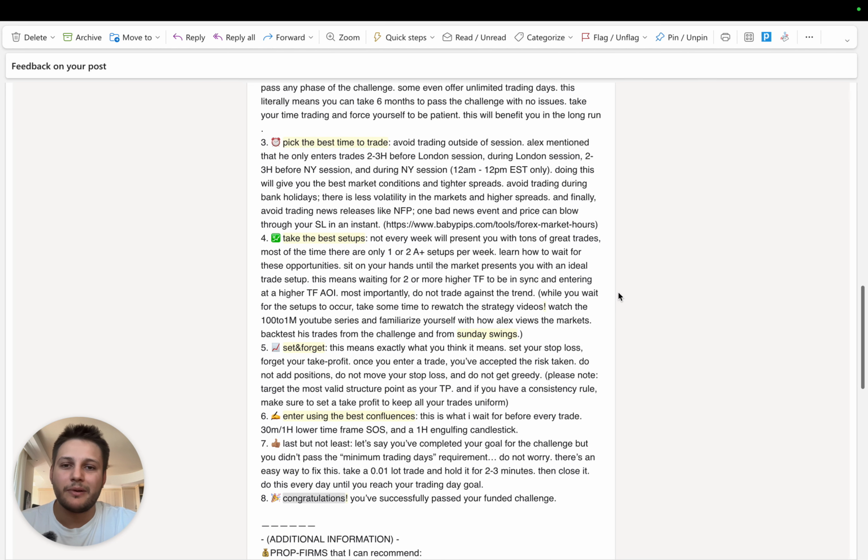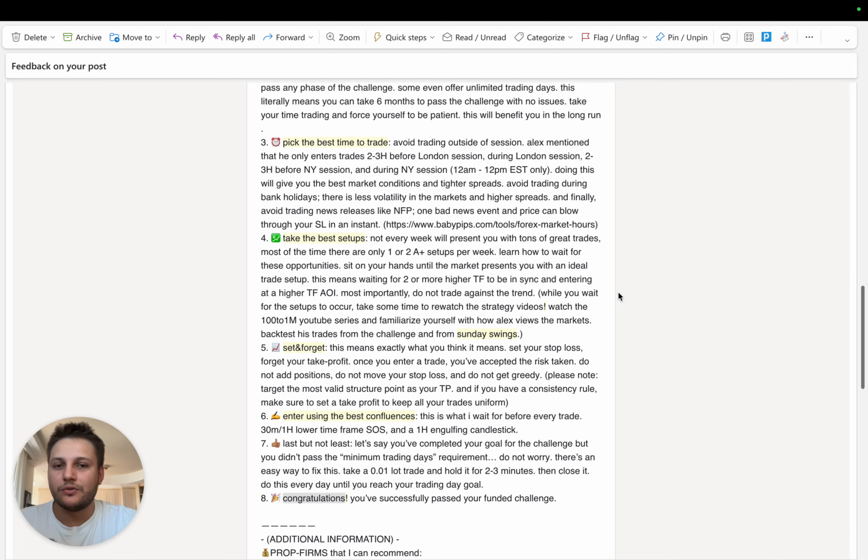Next is you have to pick the best time to enter your trades. Avoid trading outside of session. Pick the most volatile times to trade, times with lower spreads, with quicker and cleaner market structure. So I would recommend, obviously, everyone knows New York session, but I would actually recommend anytime after 1 a.m. After 1 a.m., you can see a lot clearer in the markets.